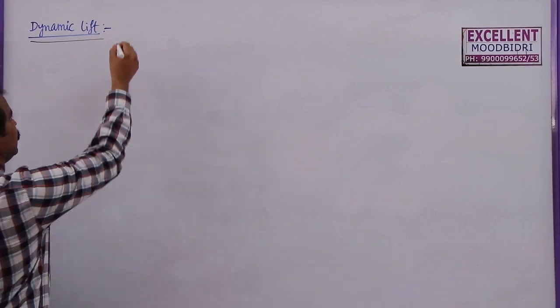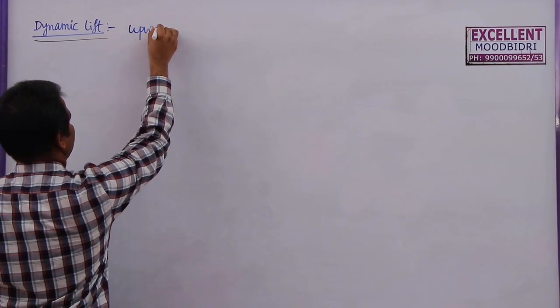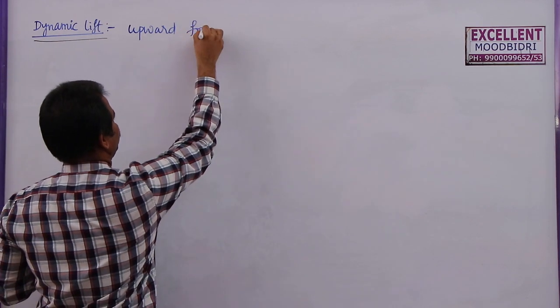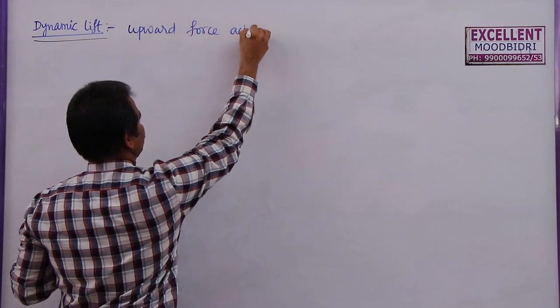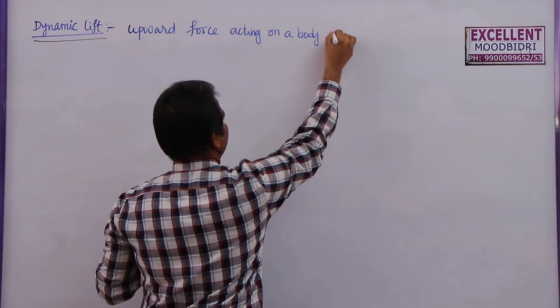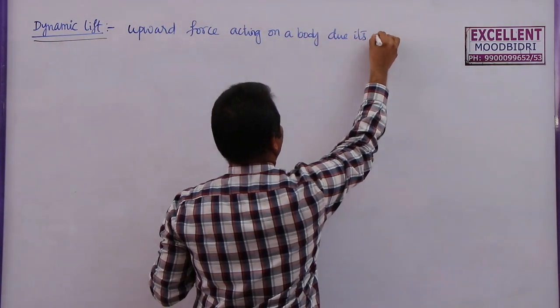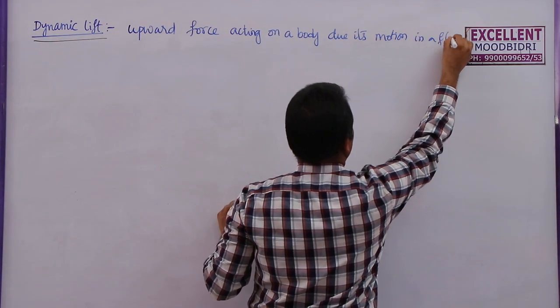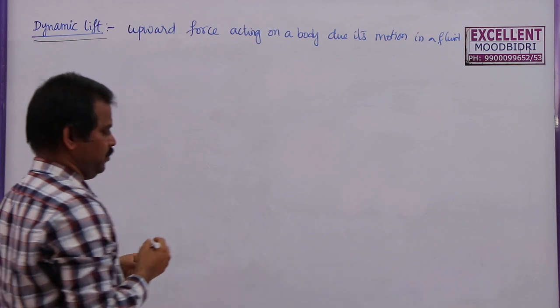Dynamic lift. The upward force acting on a body due to its motion in a fluid. So the upward force acting on a body due to its motion in a fluid is known as dynamic lift.